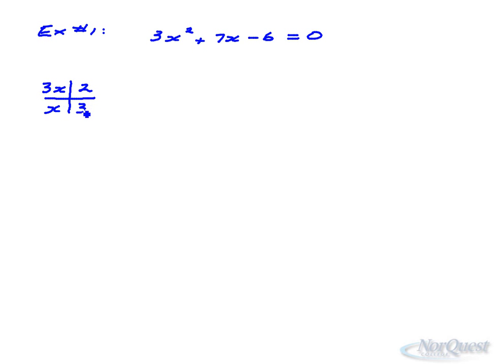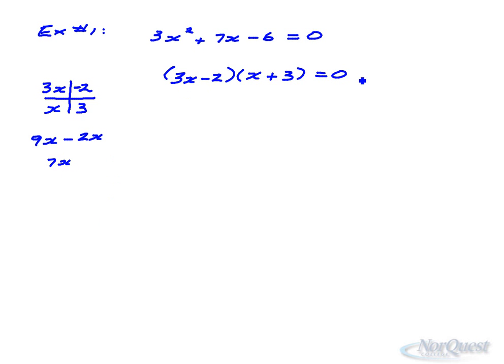You can see our cross products will give us 9x and 2x. So if we make the 2 negative, our cross product will give us 9x minus 2x, and we end up with 7x, which matches the polynomial. So we found the factors: 3x minus 2 times x plus 3 equals 0.